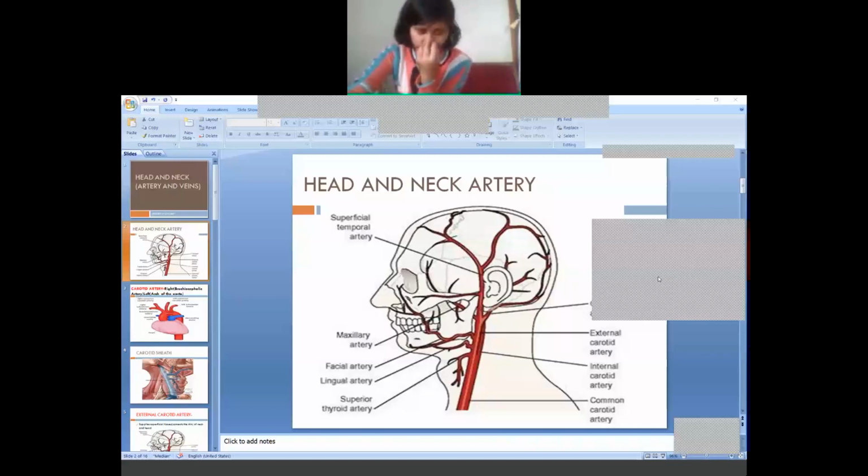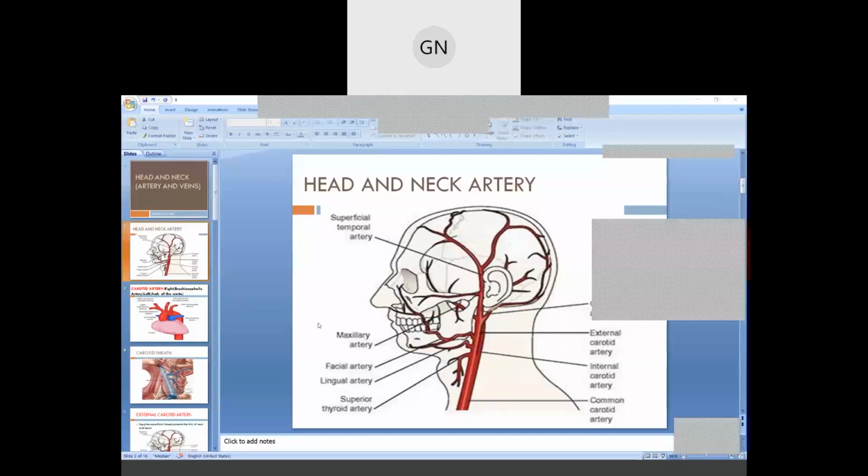Okay, then next, Gem. Okay, Gem, can you tell me what is the name of the sheath which covers the carotid artery? I've mentioned one sheath, no? The answer is already in the question.